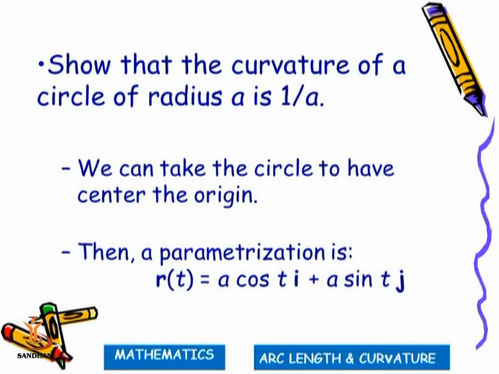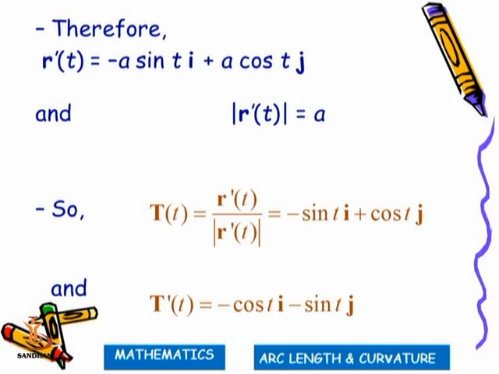Show that the curvature of a circle of radius a is 1 by a. We can take a circle with center at the origin. What is our parametrization of the circle? We are taking x equal to a cos t and y equal to a sin t. So here r of t is a cos t i plus a sin t j. Therefore, what will be our r dash? Minus a sin t i plus a cos t j. So mod r dash of t is equal to a.